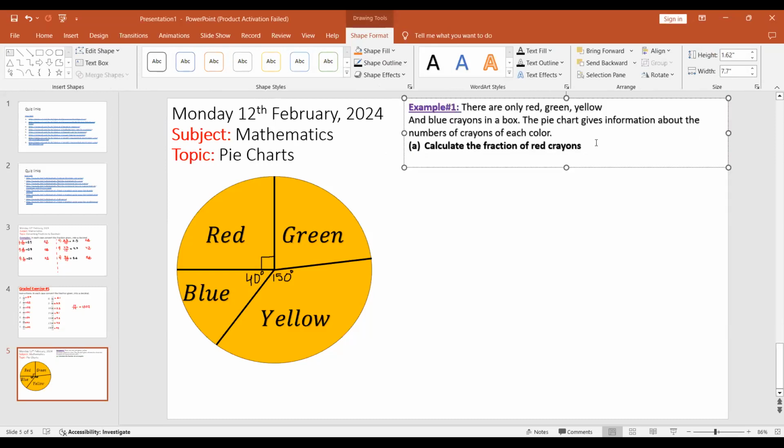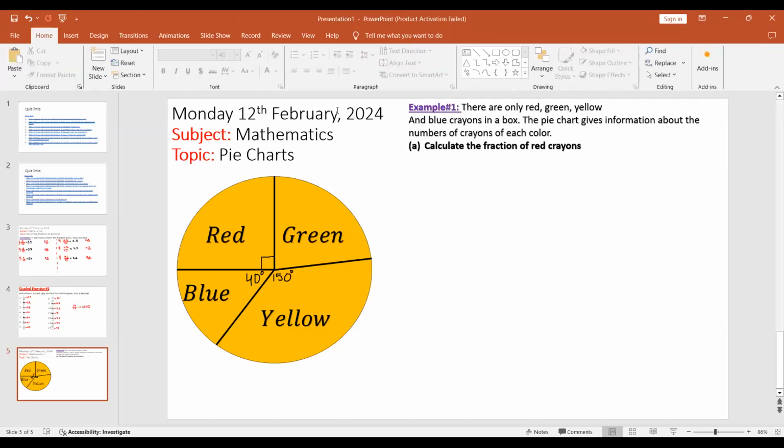All right, so the first question says, calculate the fraction of red crayons. So if we want to figure out the fraction of red crayons, what do we need to do? We don't have to add. Definitely, we don't have to add. How are we gonna figure out the fraction of red crayons?